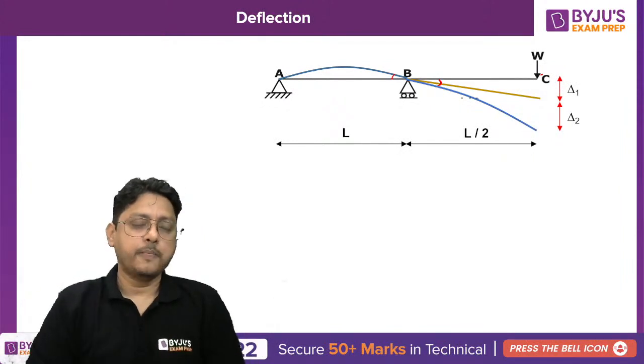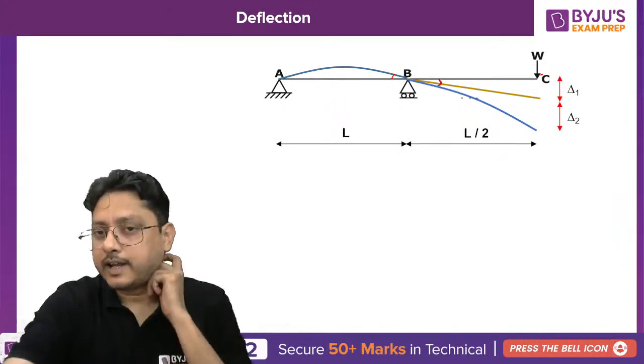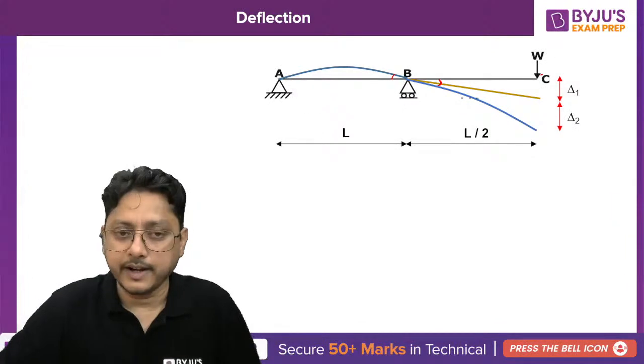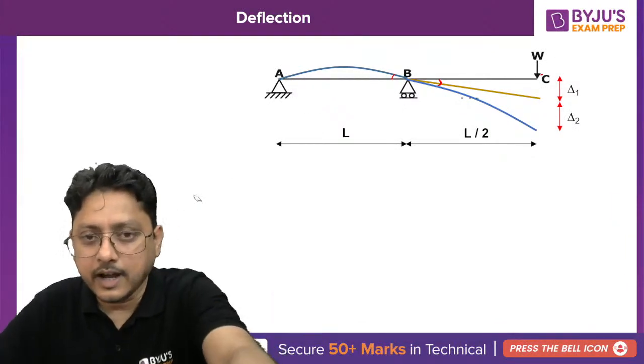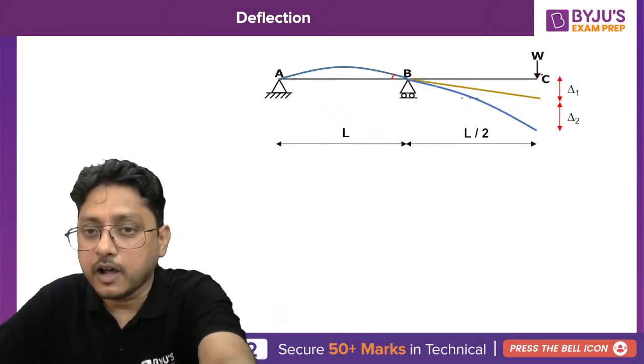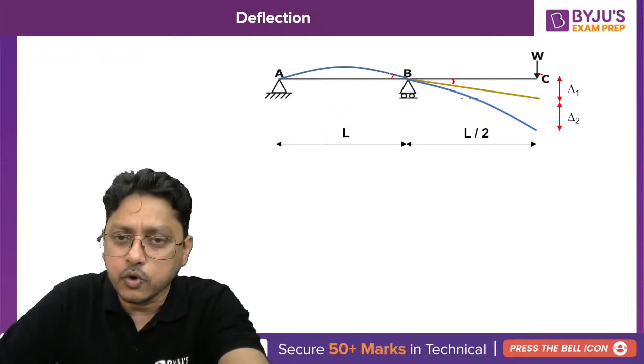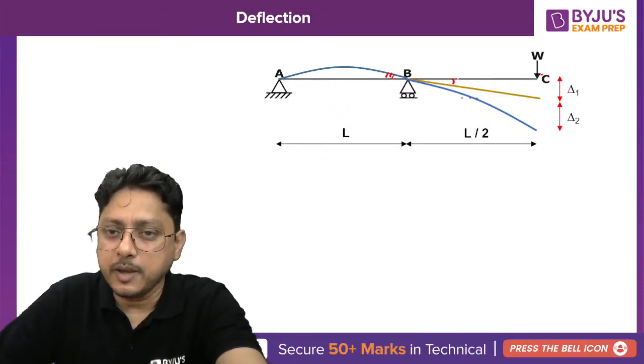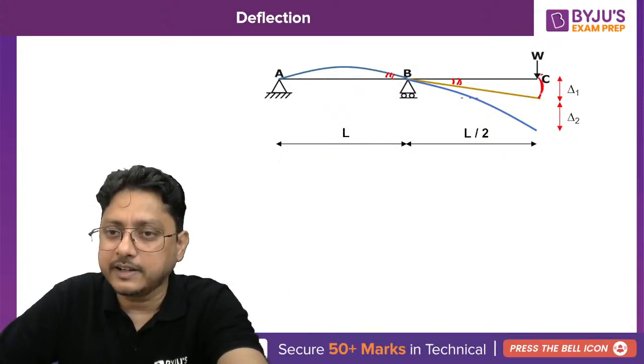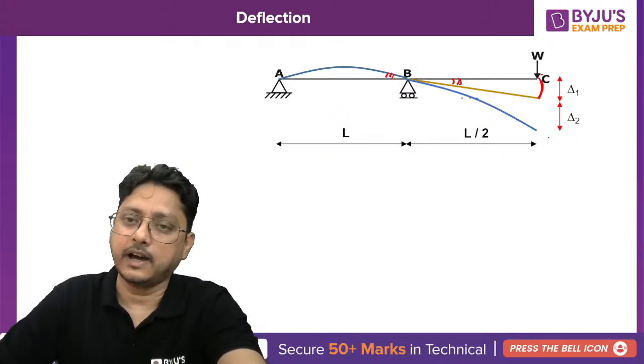Delta 1 and delta 2. How can one calculate the delta 1 value? As I told you, delta 1 is nothing but due to the rotation only. So if you know the slope at B, the same slope is here, theta B, and you can use R theta to find out the delta 1.